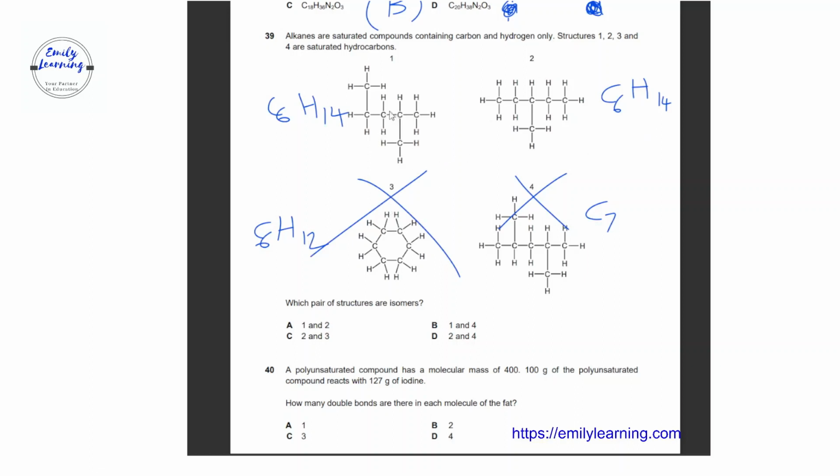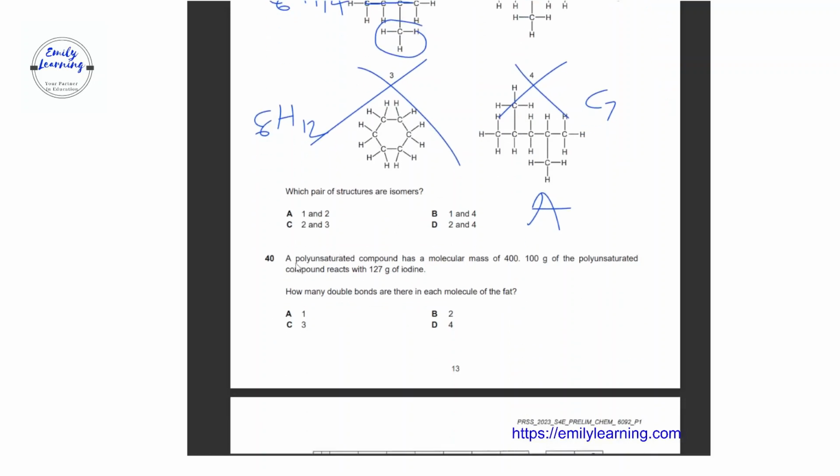So let's check, are they the same? Let's look at this. This is basically a straight chain: 1, 2, 3, 4, 5. And then I branch it on. If I count here as 1, I branch it on the second carbon. 1, 2, 3, 4, 5. Then it doesn't matter whether I count from here or from here: 1, 2, 3. Here will be 1, 2, 3. So I branch on the third. So they have different structural formulas. Therefore, 1 and 2 are isomers. The answer is A.